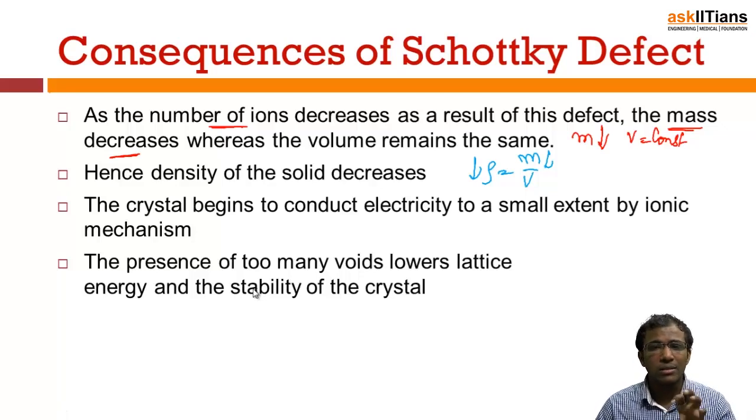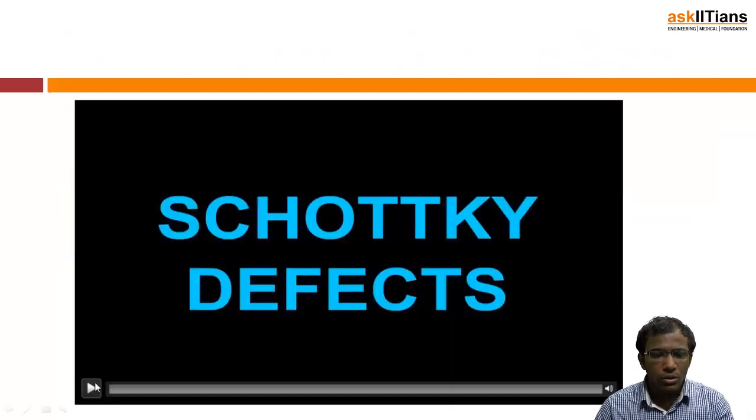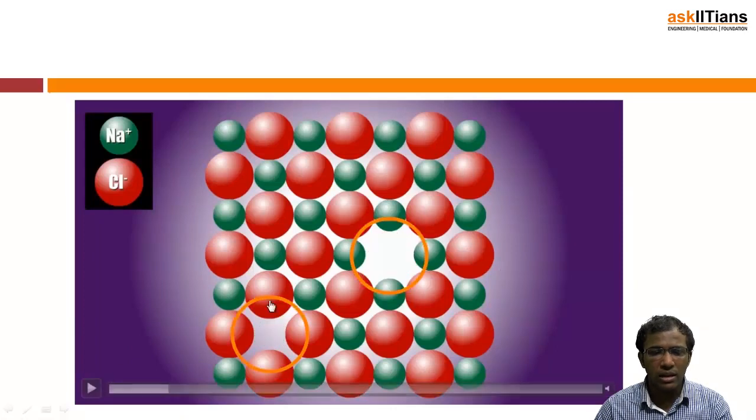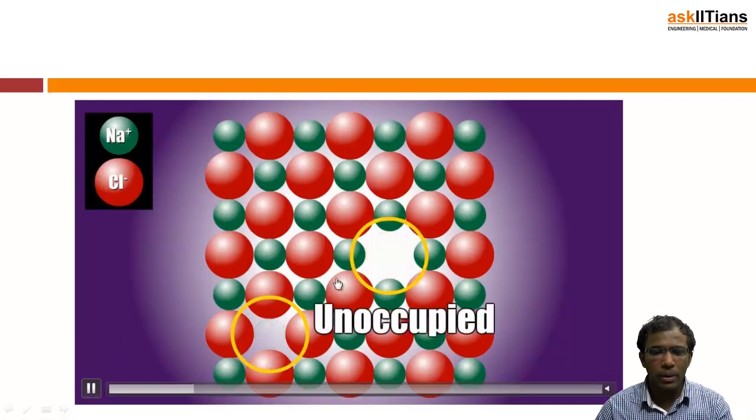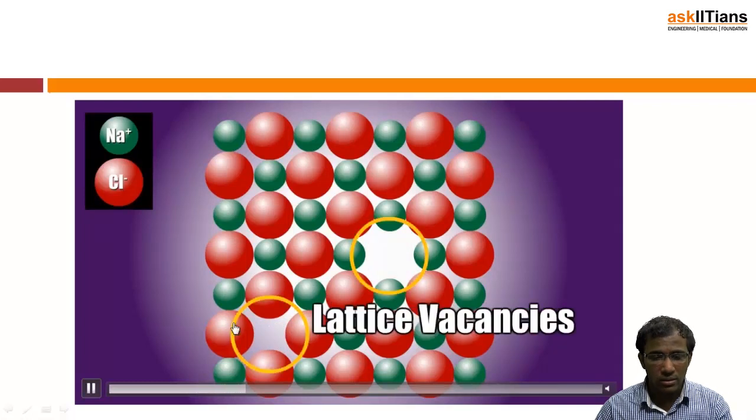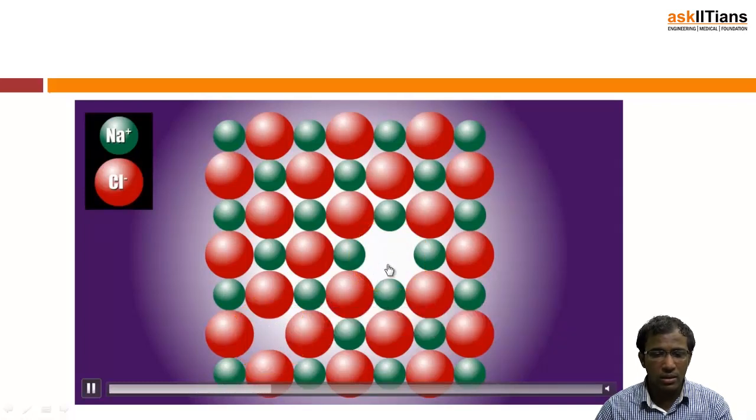So let's understand this Schottky defect from a video demonstration. Let's see a video. If you see in this Schottky defect, we have an NaCl crystal. Here we have a chloride ion which is negative, and here we have a sodium ion. The sodium ion is missing from its lattice site, and the chloride ion is also missing from its lattice site. These two sites are unoccupied, and are known as lattice vacancies, because the ions are vacant there.